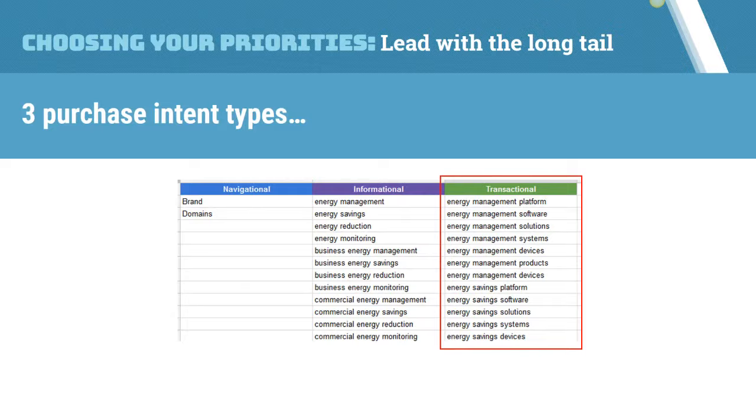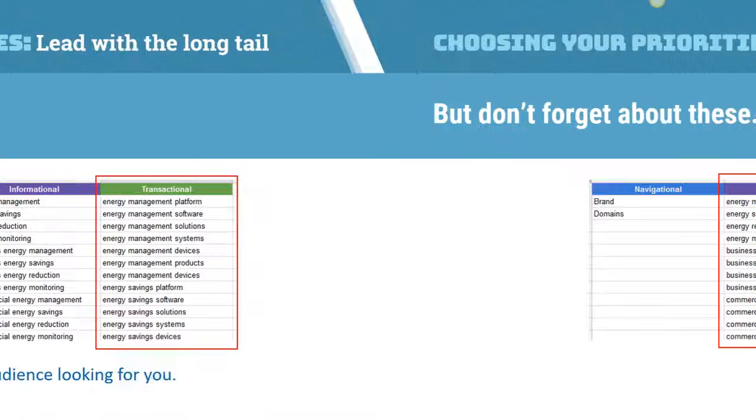So you can see here, leading with the long tail, the transactional longer phrases are what I'm going to lead with when I prioritize, because I know that audience is looking for me. They've shown it in their query, in their intent. They're looking for me, so I'm going to prioritize that.